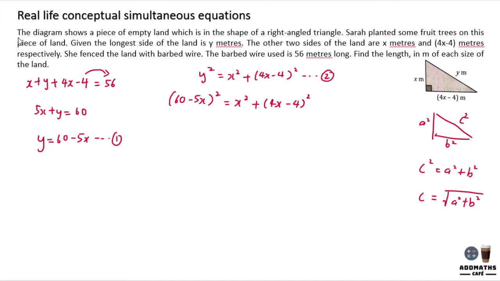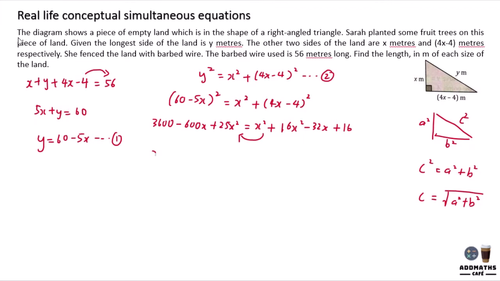And what I do then is expand this equation. So 60 squared gives me 3600. 60 times 5 times 2 will give me minus 600x, and negative 5x squared will give you positive 25x squared, equal to x squared plus (4x) squared. If you square it, you will get 16x squared. 4x times 4, 16, times 2 will give you minus 32x, and negative 4 squared will give you a positive 16.